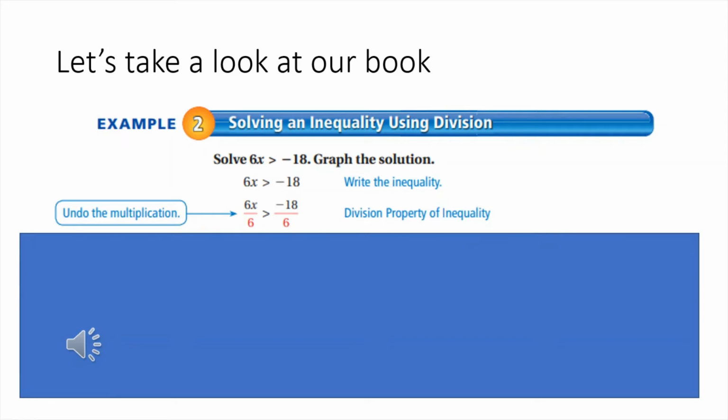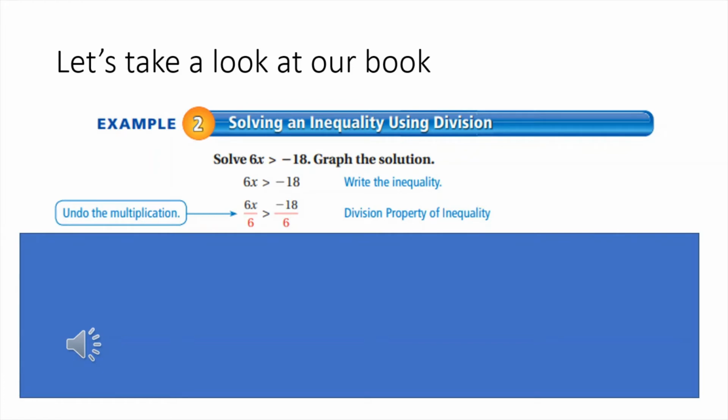Now the x and the 6 have a relationship, and that relationship is multiplication right now. So the book says to undo the multiplication, but as always, what we're doing is the inverse operation of what is happening to the variable, and what's happening to the variable is multiplication. So the opposite of multiplication is division. So when you undo multiplication, you divide, okay? So we're dividing both sides by 6 to get the x by itself.